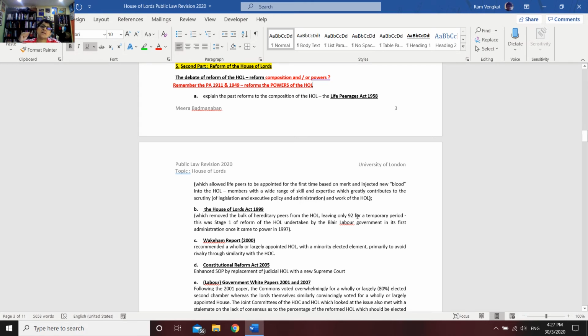So that means that in 1958, for the first time, peers could be appointed to the House of Lords instead of the old system, which is that you inherit the title. All right. So in 1958, you could still inherit the title. You could. That was only abolished in 1999. So you could still inherit the title, but for the first time, you have a system now, the Life Peerages Act, which allows for what?